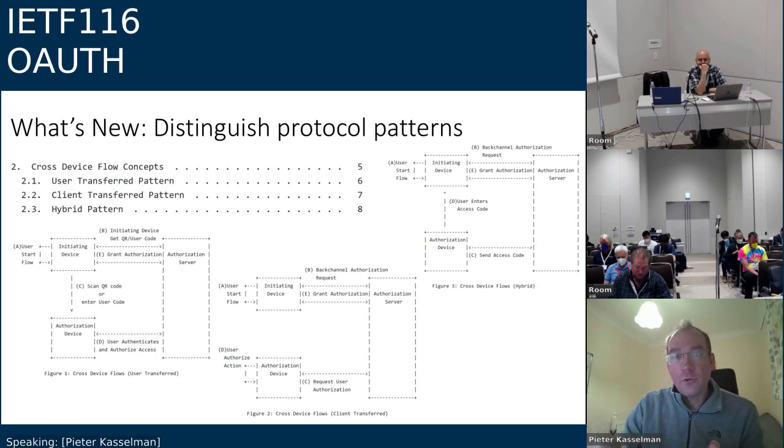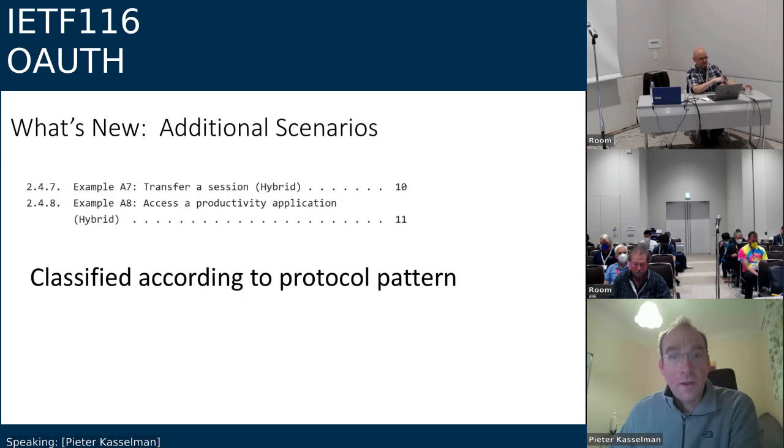There's a back channel trigger, but then you, the user, still have to copy a code over, right? The SMS codes is a good example of those, right? So we found it useful to distinguish between these patterns, so we added that as descriptions in the BCP.